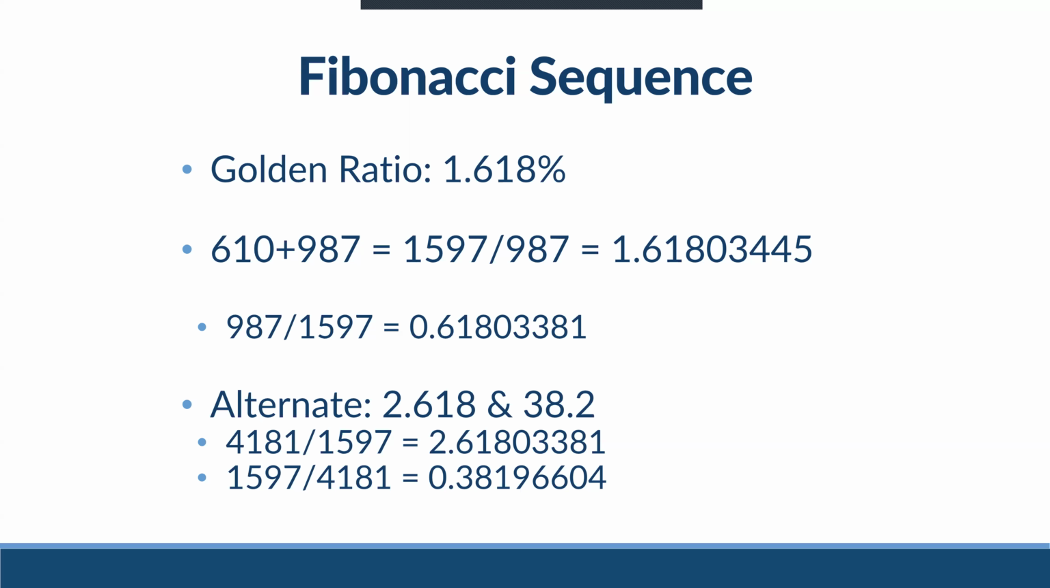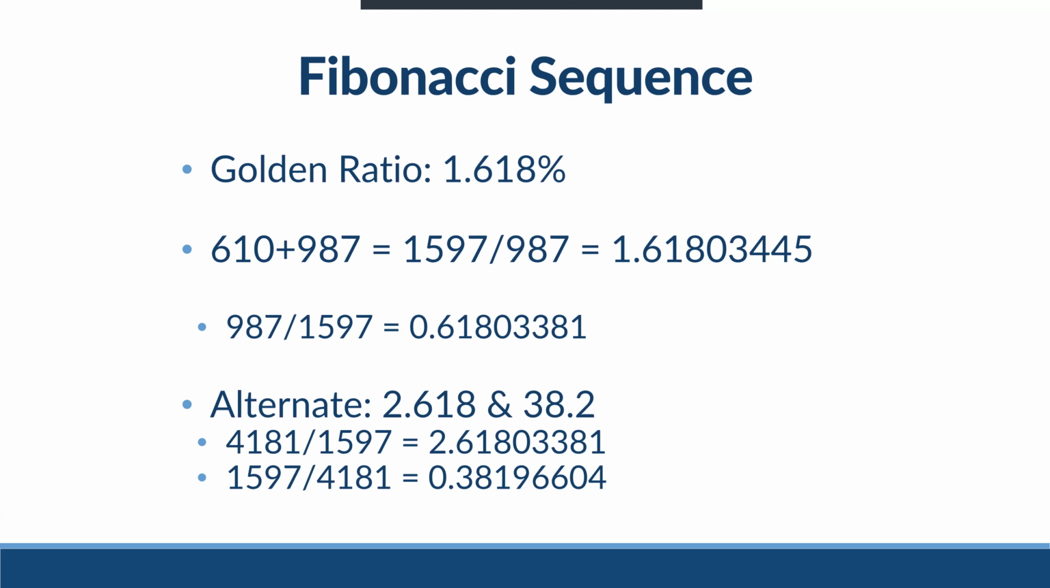I just pulled some random ones here, and you can have fun with it. Go ahead, pull that sequence out as far as you can go and see what they do. If you go to the sequence of 610 plus 987, that equals 1597. You divide that by 987, you get the 161.8 extension. Do that inverse, 987 divided by 1597, you get the 61.8.